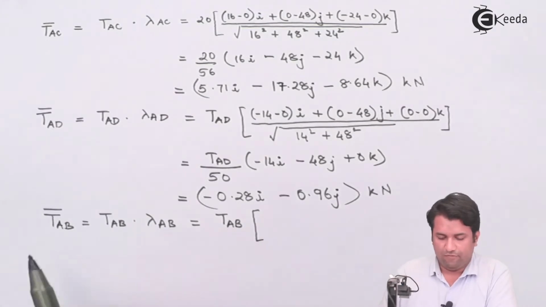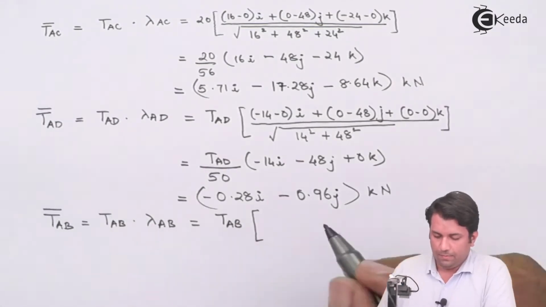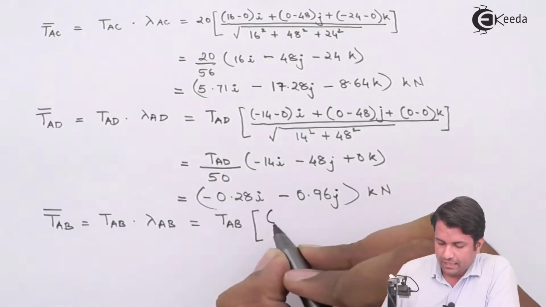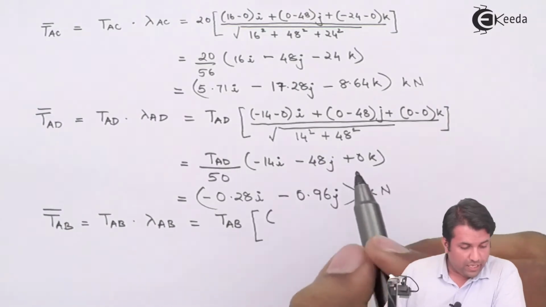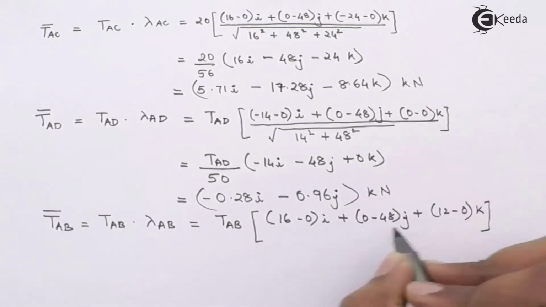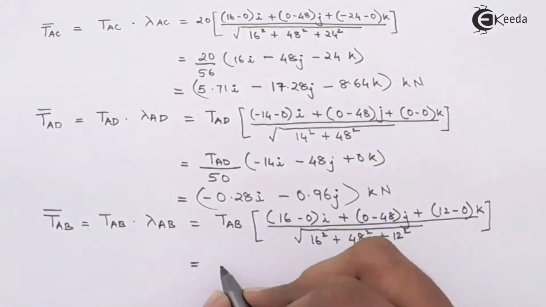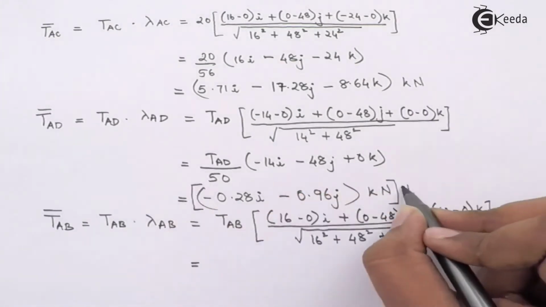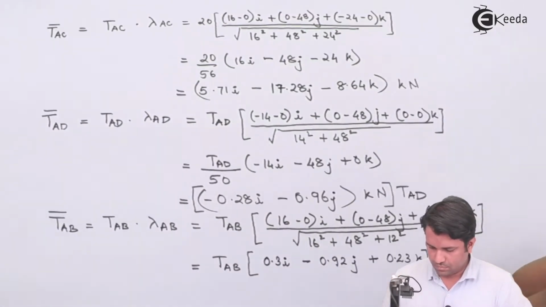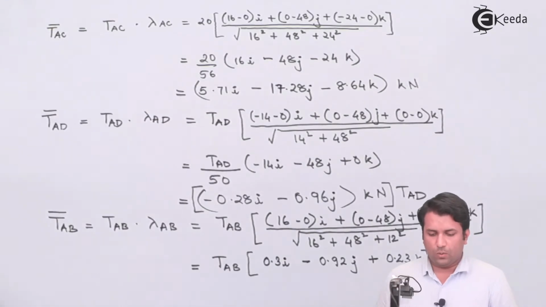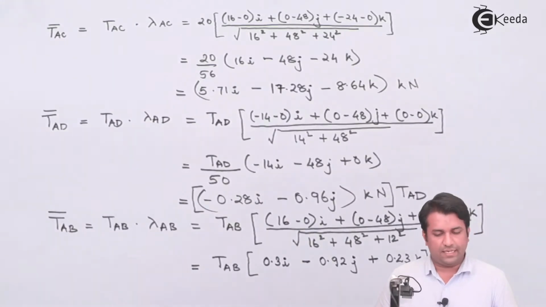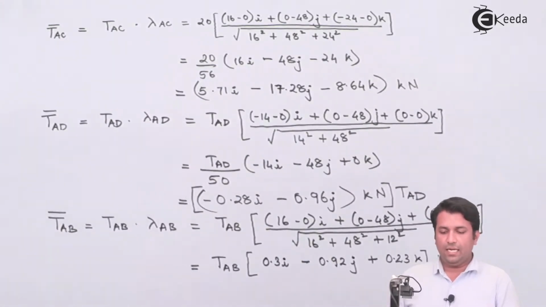Similarly, I can find the force vector for AB. I don't know the magnitude in this case, so I'll just keep it as it is and I'll find the unit vector for AB. So that will be. Now what I have got over here is the force vectors for the three forces that I'm having, that is along AC, AD and AB.